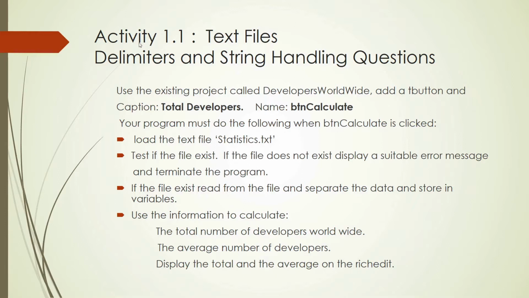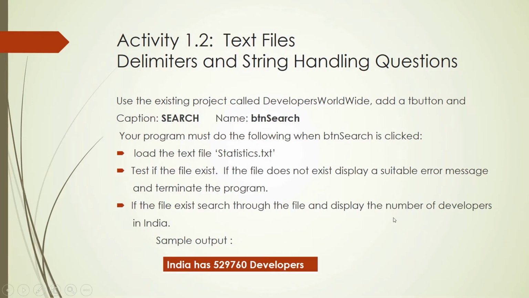homework, activity 1.1. In this activity, you had to work with delimiters, string handling, and using rich edits to neatly align the data in tabbed columns. You were required to read from the text file and test if the file exists. You also had to use delimiters to extract the relevant field of each line and then calculate and display the total and the average. Let's look at the next activity that I gave you.